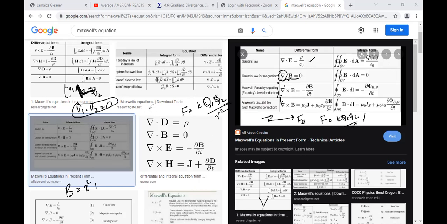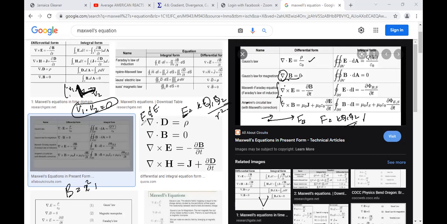Electric field, E. What's the relationship between F and E? Sorry, sir, is that R squared? Yeah, R squared. So it's k Q1 Q2 over R squared.